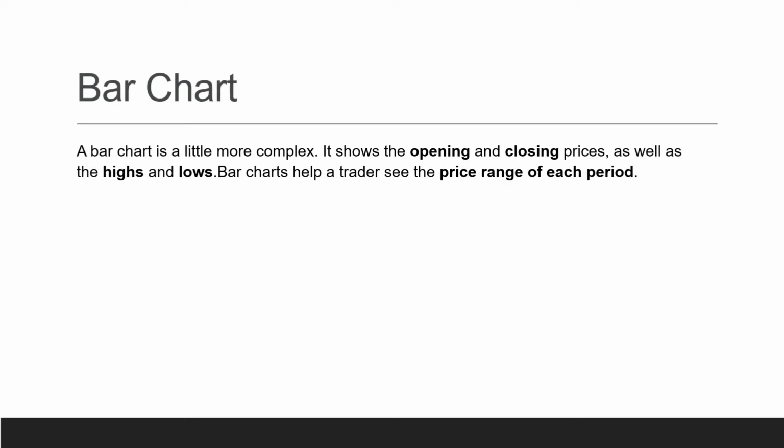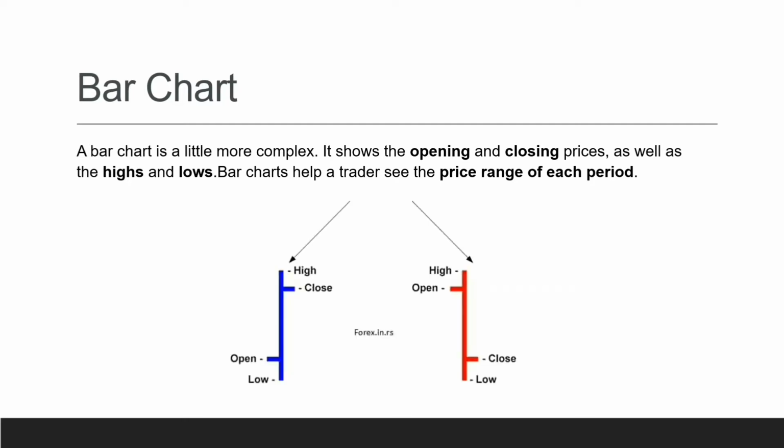Let's look at the next one, which is the bar chart. The bar chart is a little more complex and it shows the opening, the closing price, as well as the highs and lows. The bar chart helps traders to see price ranges of each period. If you look at the picture that we are seeing on our screen, you can see we have the low, the opening, the high, and the close.